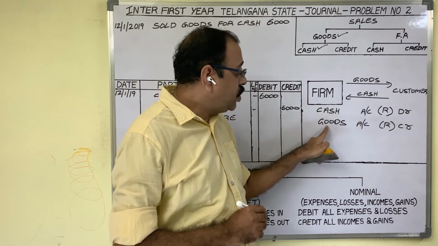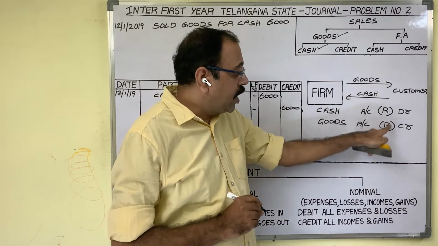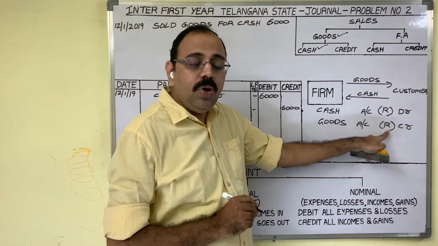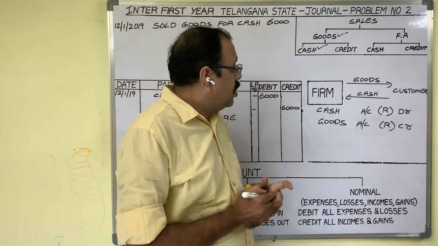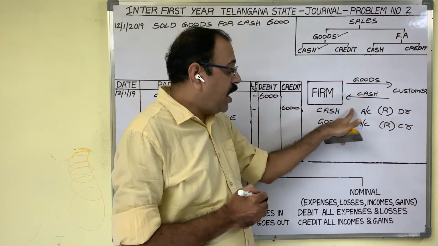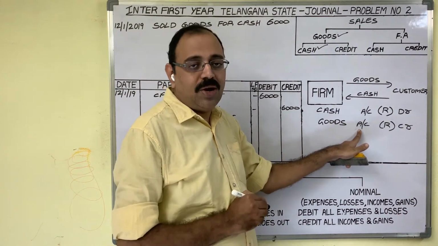Then cash, goods, both are assets. Both come under real accounts. Real account rule, debit what comes in, credit what goes out. Cash is coming, debit cash account, and the goods are going, credit goods account.